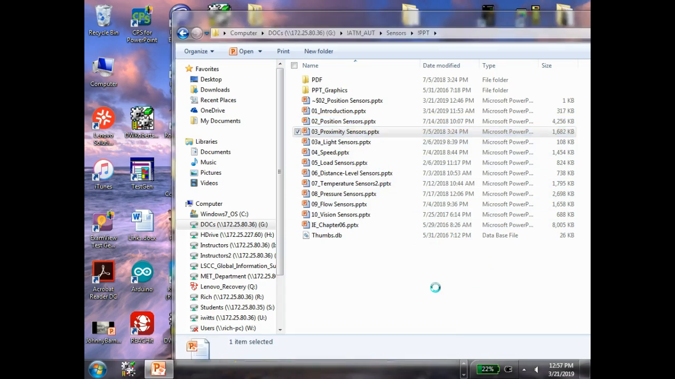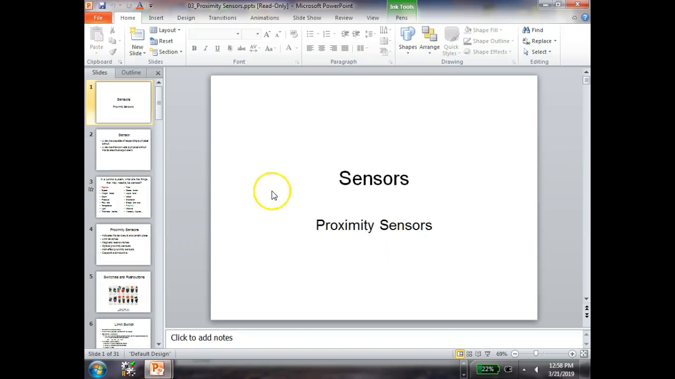So this is going to be our first lab here. These are proximity sensors. So what do we mean by a proximity sensor? Proximity, what does that mean? Nobody even knows. Proximity. So we got position, now we're moving into proximity sensors.